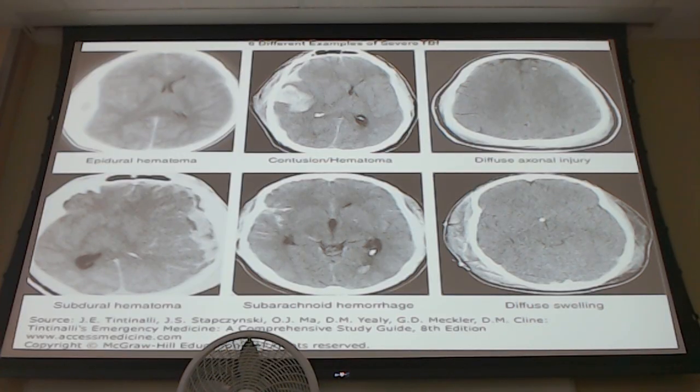But here's our abnormal finding. So does everybody remember how our epidural looks? It looks like that, a lens-shaped area of hyperdensity in there, and then we have our subdural, which looks like that moon-shaped density, and then we have our different contusions, hematomas, diffuse axonal injury, which looks kind of grayed out with a loss of that gray and white matter in there. And then we have our subarachnoid.